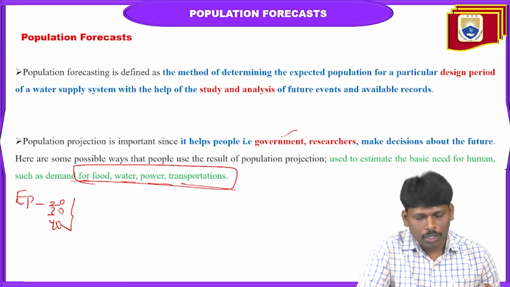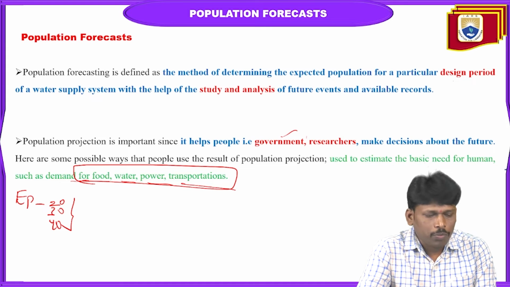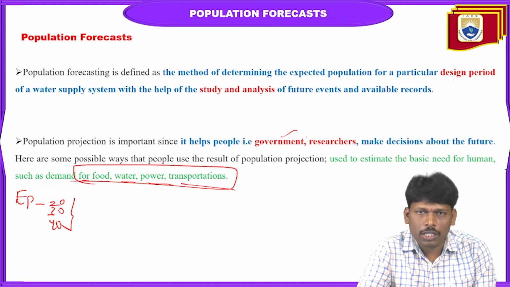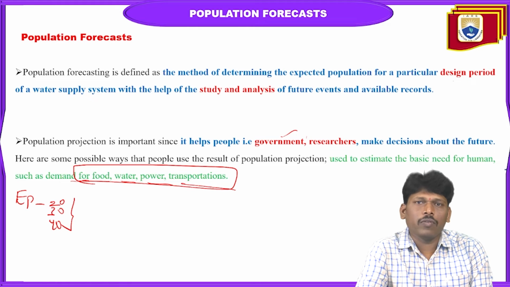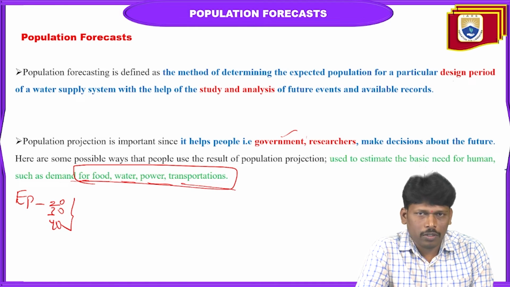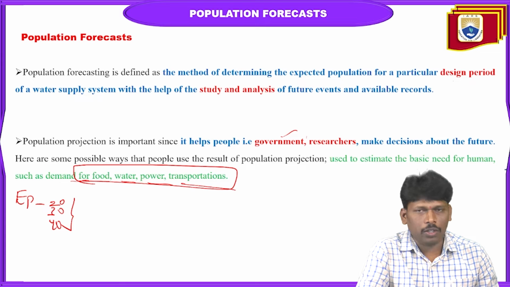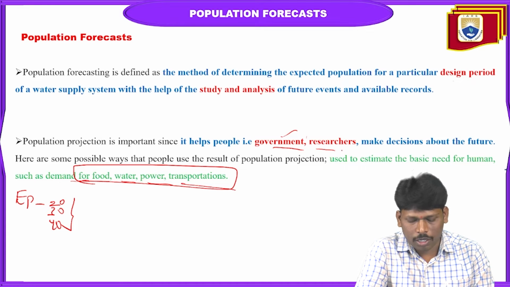So I think it is very clear how important these population forecasting studies are in any case, not only in water supply and water engineering. In any case, this becomes important. You can see the governments and other researchers can take decisions easily.